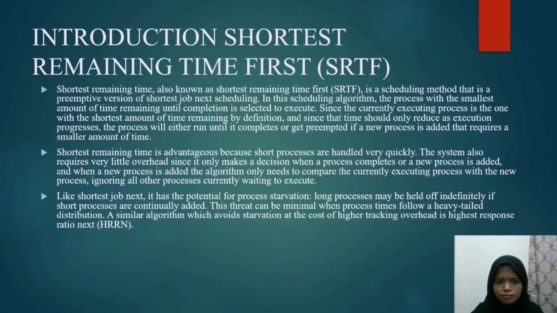Like shortest job next, it has the potential for process starvation. Long processes may be held off indefinitely if short processes are continually added. This trait can be minimal when the process time follows a heavy-tailed distribution. A similar algorithm which avoids starvation at the cost of higher tracking overhead is highest response ratio next, HRRN.